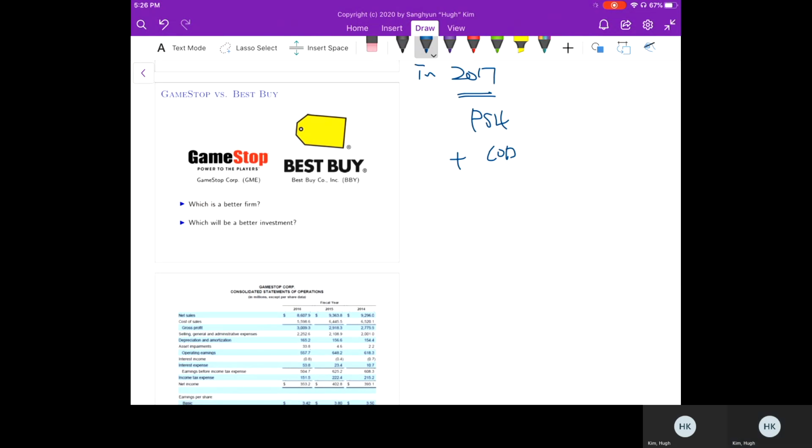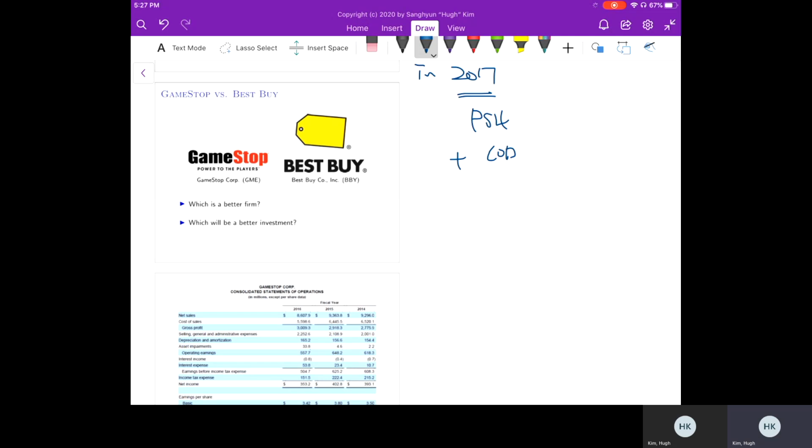So for the following analysis, please have these two questions in mind. We want to be able to answer which firm is better, GameStop versus Best Buy, head-to-head. And also, we want to be able to answer which will be a better investment. And as we will see, a better firm is not always a better investment.